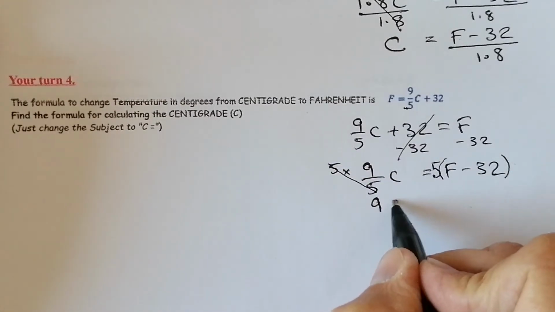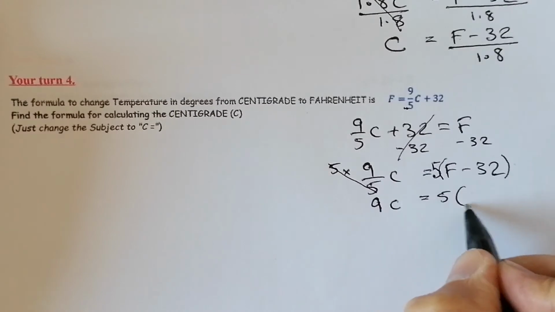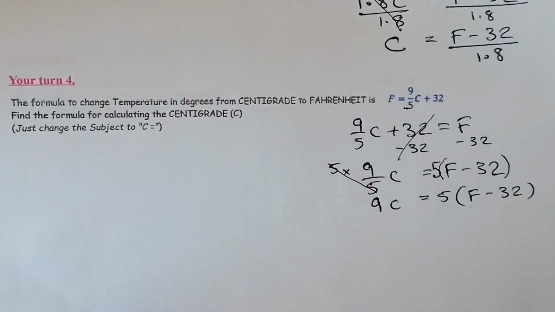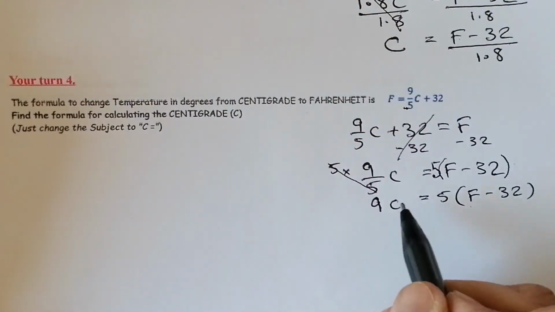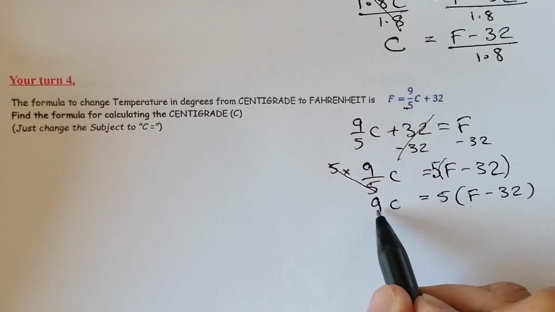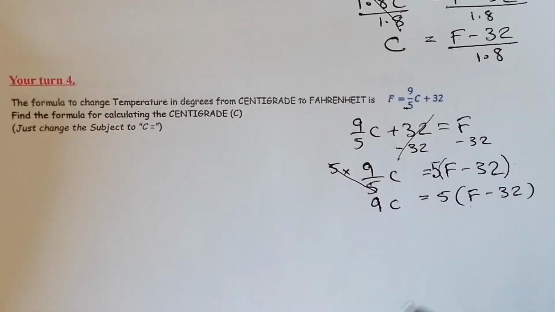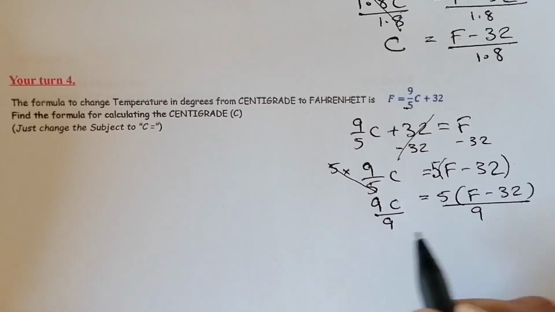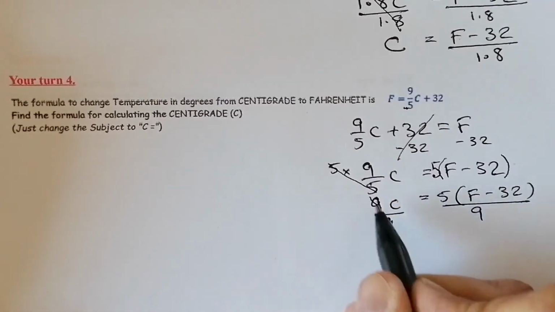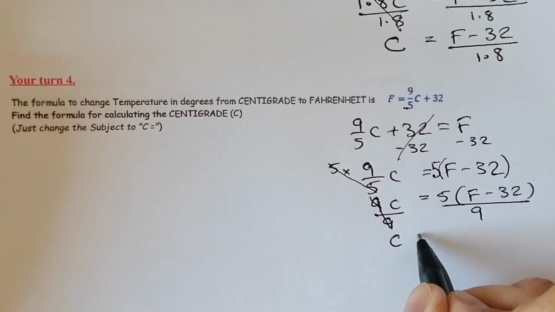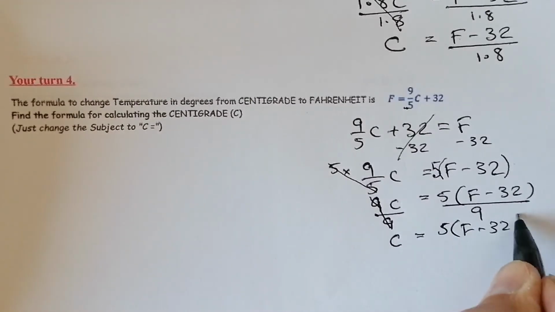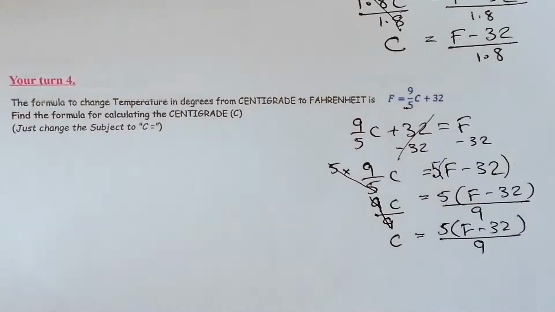So that leaves me with 9C equals 5 with a bracket. And I could multiply the bracket out if I really wanted to, but I'm going to leave it as it is just now. Now I want to get rid of that 9. So that's 9 times C. To get rid of 9 times, I'm going to divide each side by 9. If I take the 9s away there, because they're eliminated, that leaves me with C is equal to 5 all over 9. So there we are.